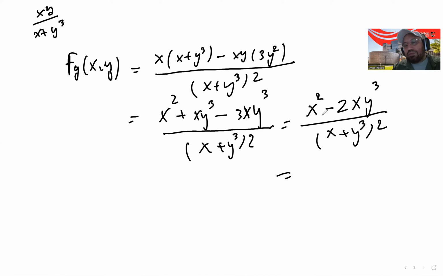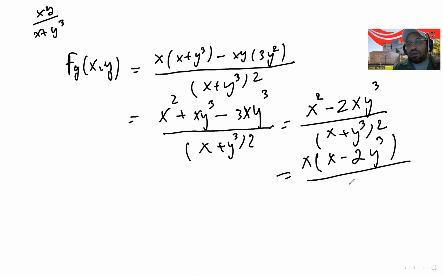And then you can further simplify, just take x as a common factor here, and you can write x times x minus 2y to the power of 3, and this whole thing divided by x plus y to the power of 3, and the whole thing is squared. So you can stop here. So that's another example, and I will do another example using the power rule in the next video.